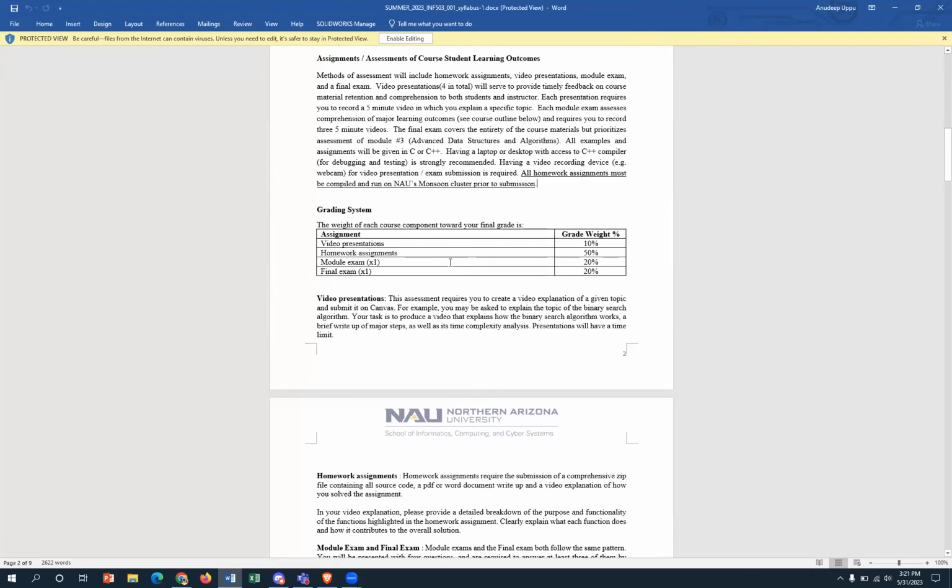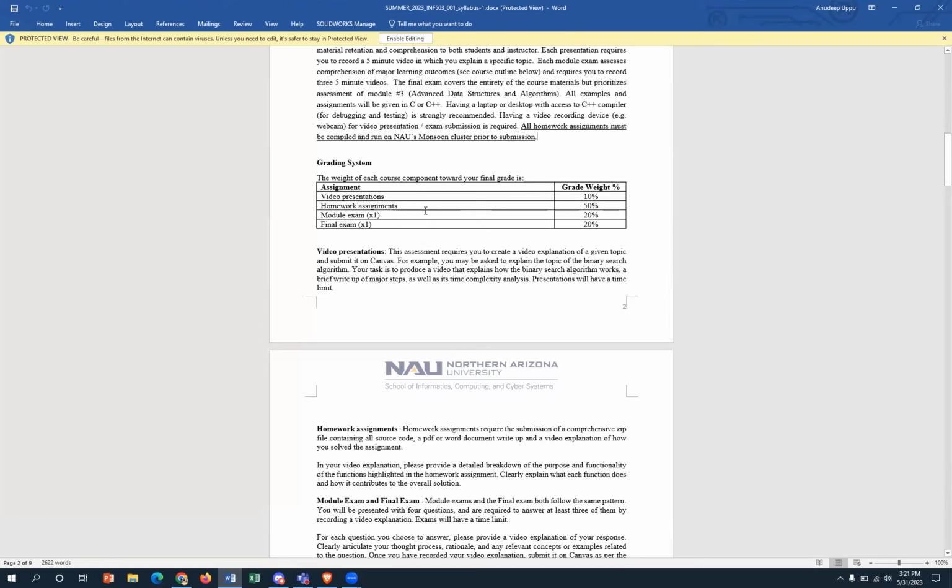Here, if you look at the grading system and how this course is designed, the majority, 50%, is homework assignments. So you would have some set of homework assignments, and the category for this is 50%. And you have something called video presentations, which is worth 10%. There would be 4 video presentations, bi-weekly, every Friday. We would be mentioning the dates when they would be due.